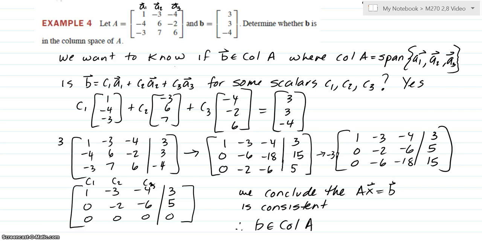So this example shows that when a system of linear equations is written in the form of Ax equals B, the column space of A is the set of all B for which the system has a solution. Very similar to what we did in chapter 1.